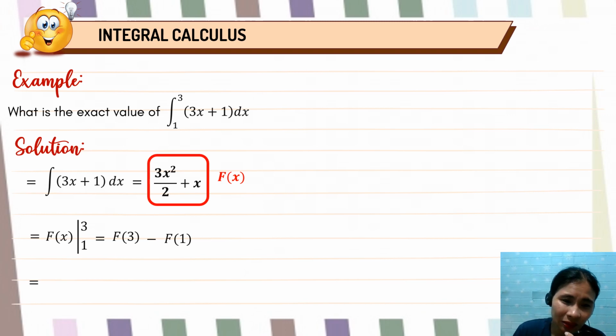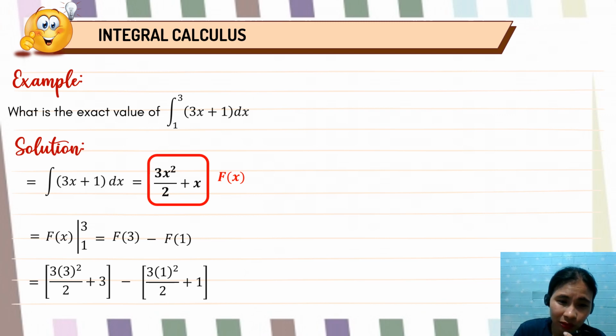So this is now equal to, the first is our F of 3, meaning all the variables x here we substitute with 3. The first is 3 times 3 squared over 2 plus 3. Minus, this time, all the variables x are replaced with 1, so 3 times 1 squared over 2 plus 1.